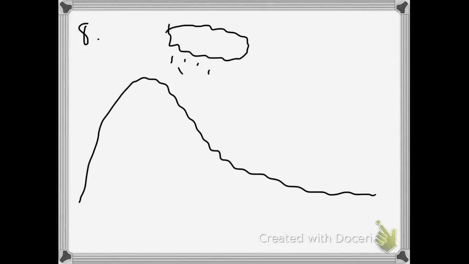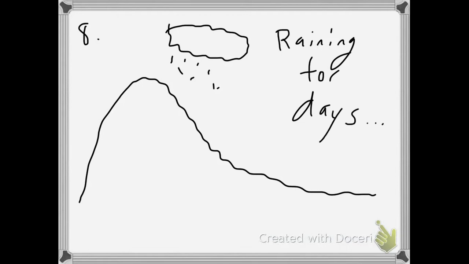So here we are, question number 8. And boy, is it raining. Rain, rain, rain, rain, rain. Raining for days in the desert. Raining for days. So what could the arrow indicate? What are all the things that can happen if it rains a lot in the desert?